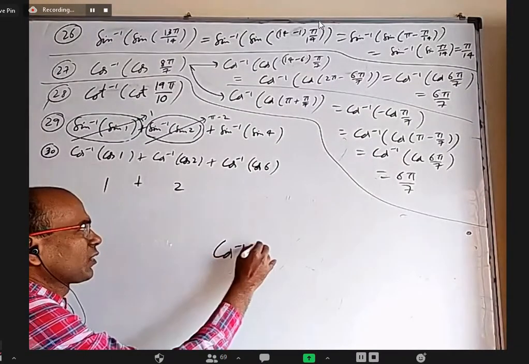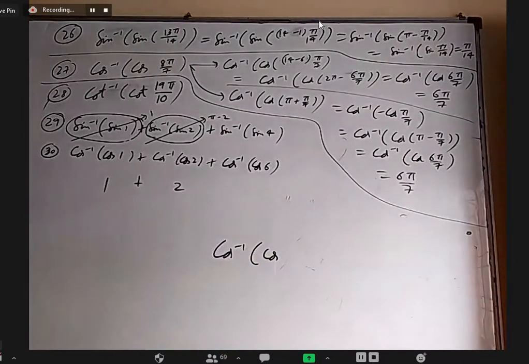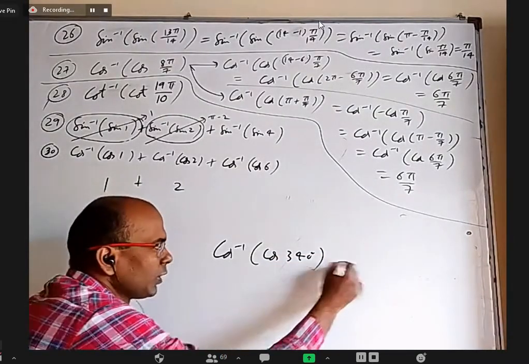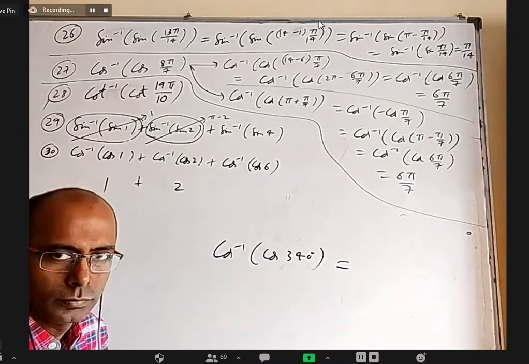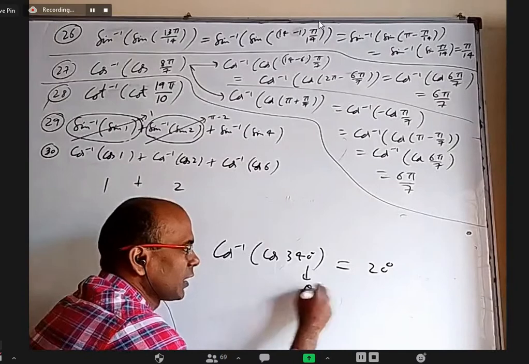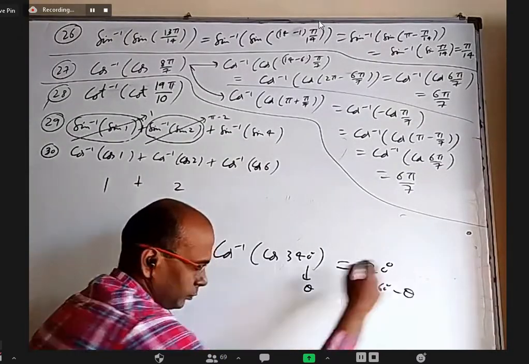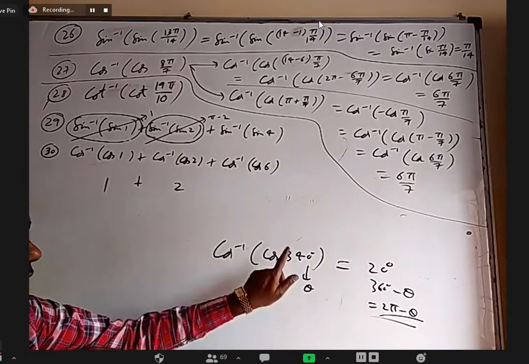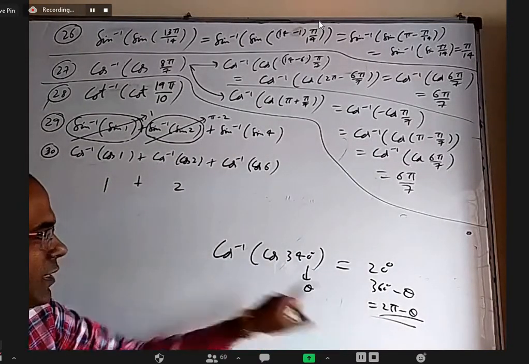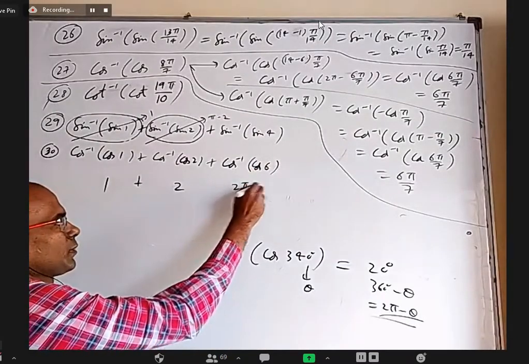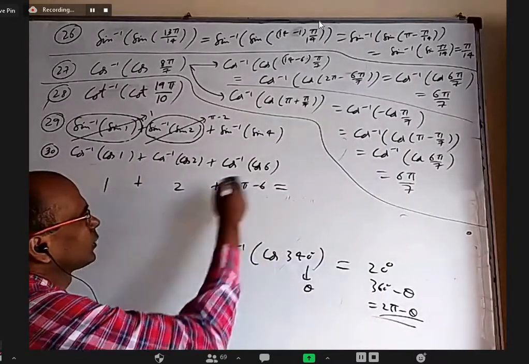If I have something like cos inverse cos 342, let us say cos inverse cos 340, what is the answer I would have written? 20 degrees. So if this is theta, this is 360 minus theta, that is 2 pi minus theta. So any angle in the fourth quadrant, if this is theta, I would write the answer as 2 pi minus theta for cos inverse cos. So based on that, when this is 6, the answer is 2 pi minus 6. That's it, 2 pi minus 3.